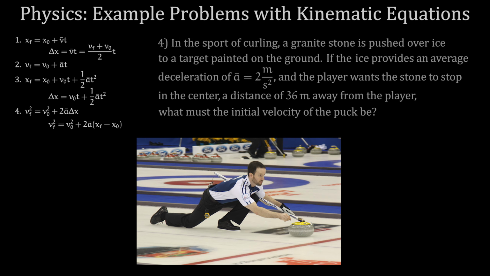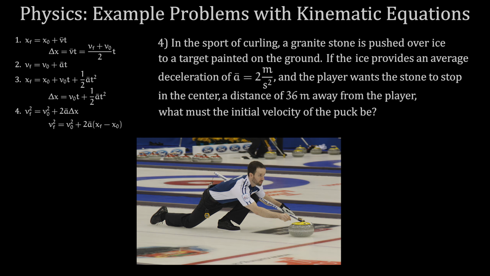In the sport of curling, a granite stone is pushed over ice to a target painted on the ground. If the ice provides an average deceleration of a bar equals 2 meters per second squared, and the player wants the stone to stop in the center, a distance of 36 meters away from the player, what must the initial velocity of the puck be? Pause the video and try to solve this one.